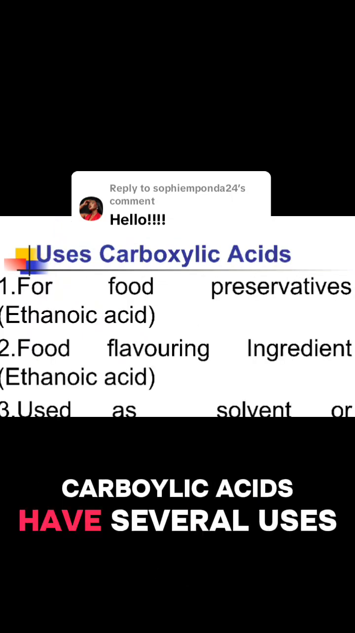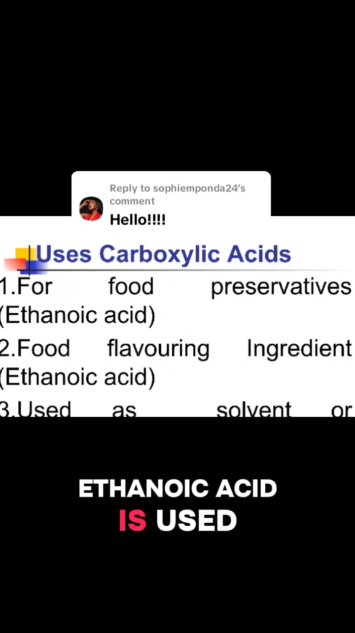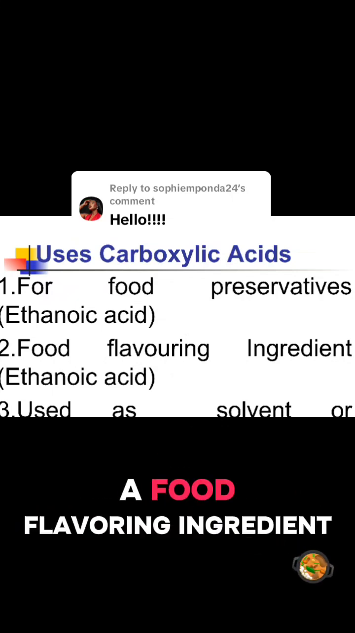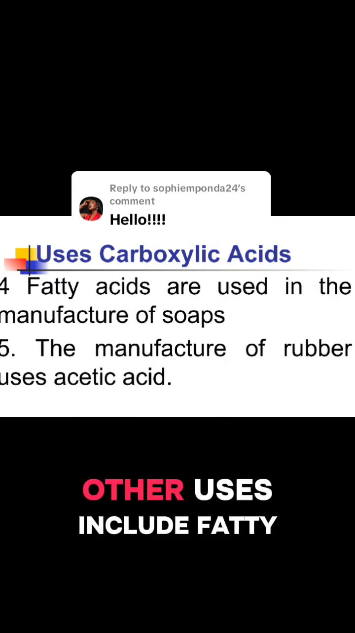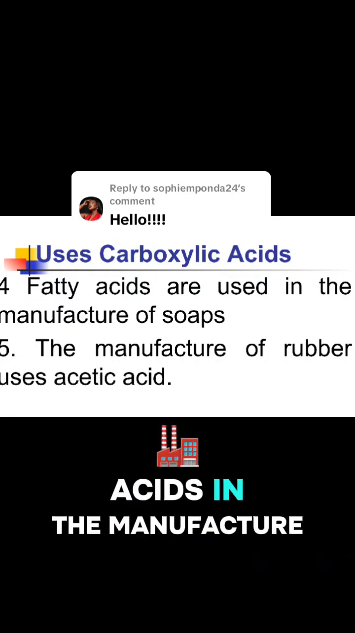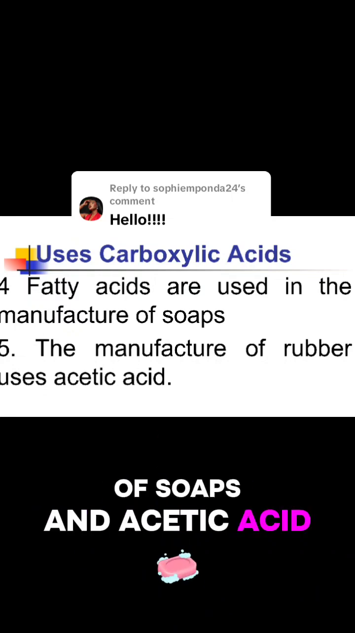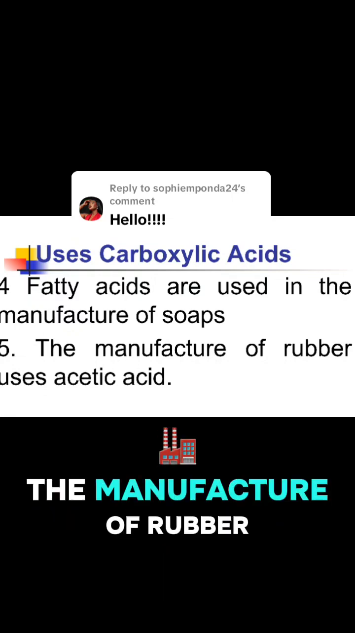Carboxylic acids have several uses. Ethanoic acid is used as a food preservative, a food flavoring ingredient, and as a solvent or antiseptic. Other uses include fatty acids in the manufacture of soaps and acetic acid, or ethanoic acid, in the manufacture of rubber.